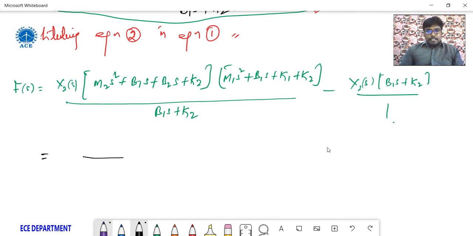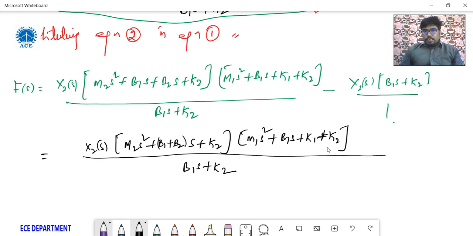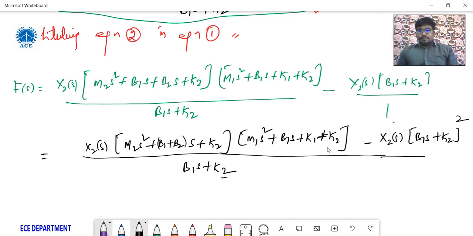By taking the LCM, b1 s plus k2, and the above value will be multiplied: x2 of s into m2 s square plus, taking s common here, b1 plus b2 into s plus k2, and this one will be m1 s square plus b1 s plus k1 plus k2, and this value will be minus x2 of s times b1 s plus k2 whole square.